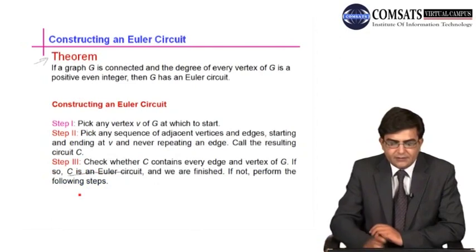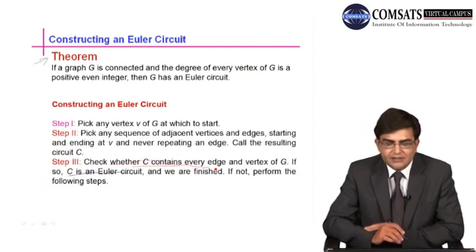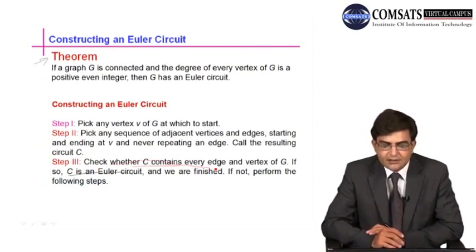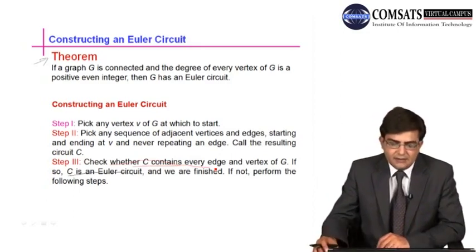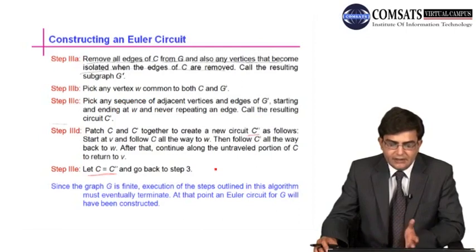What is step 3? Check whether C contains every edge and vertex of G. If so, C is an ideal circuit, and we are finished. If no, perform again step 3 A, B, C and D, E.